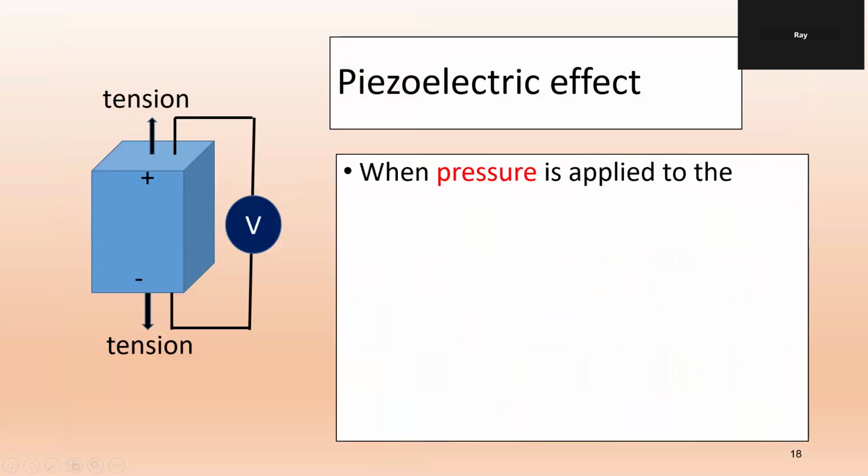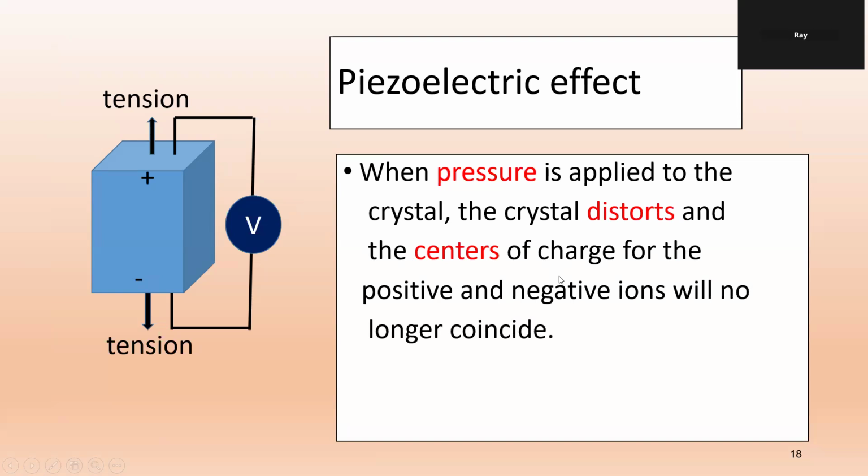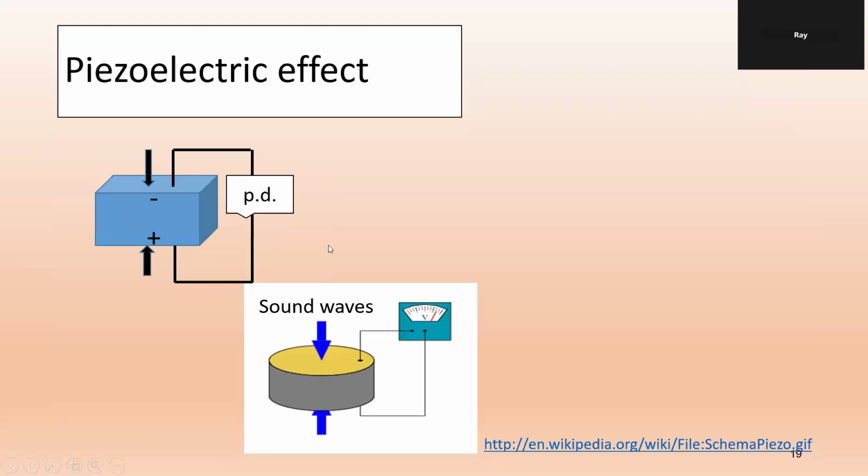When pressure is applied to the crystal, for example, you apply tension there, the crystal distorts and the centers of charge for the positive and negative ions will no longer coincide. When stretched, a PD appears across the crystal. Depending on tension or compression, the PD polarity also changes. You can see that under tension or compression, the PD is different.